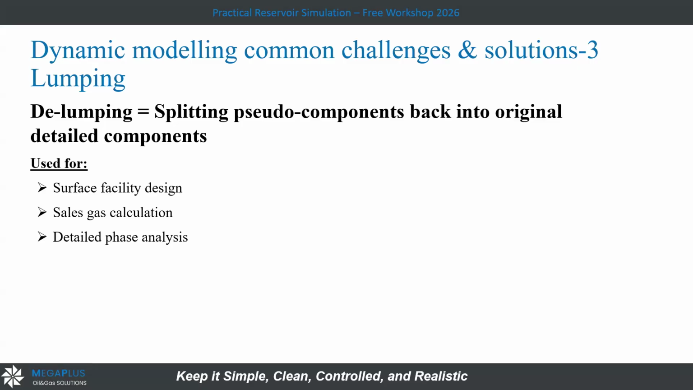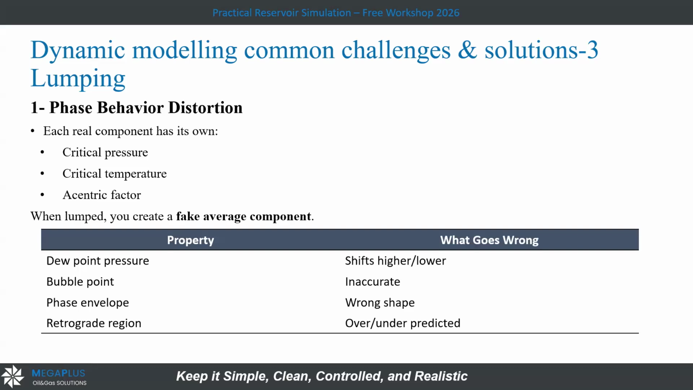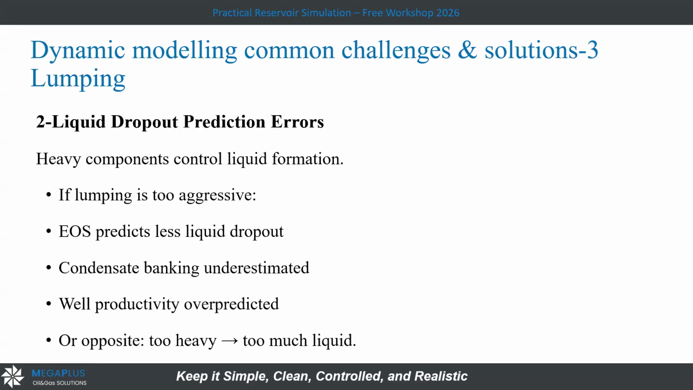Why are we doing the delumping? For surface facilities and production to know the structure, so they can have an expectation in the forecast of the components that they will have at the surface. And the lumping challenge that I told you about is that each real component has its critical pressure, critical temperature and something called the acentric factor. So when we lump, maybe a fake component will happen. This will affect, of course, the dew point pressure, the bubble point pressure, and all the physical properties of the fluid.